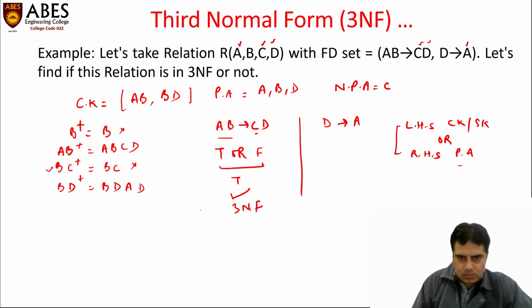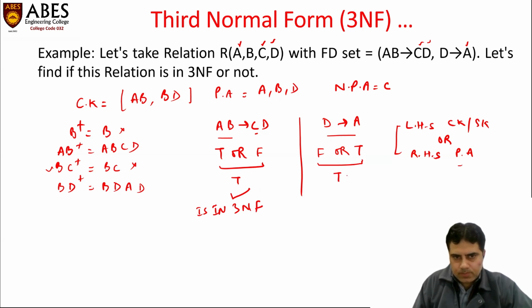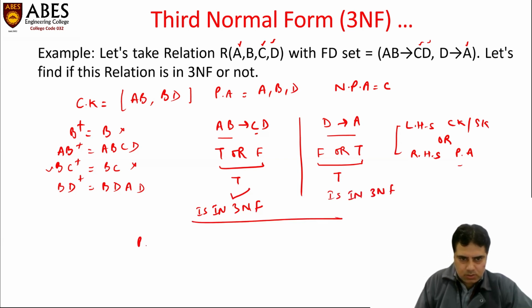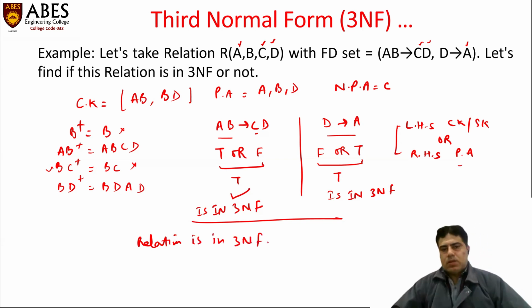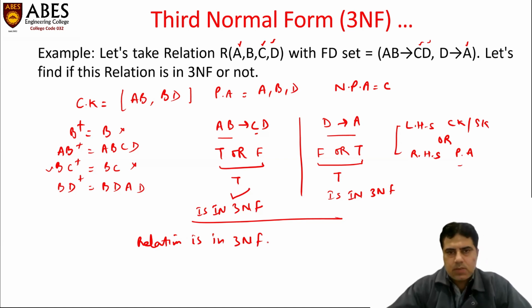Now check for D determines A. D is the candidate key? No, this is false. Or A: A is the prime attribute, true. False or true is true. So we can say that this is in 3NF. So the whole relation is in third normal form. I hope you will understand this concept of 3NF.